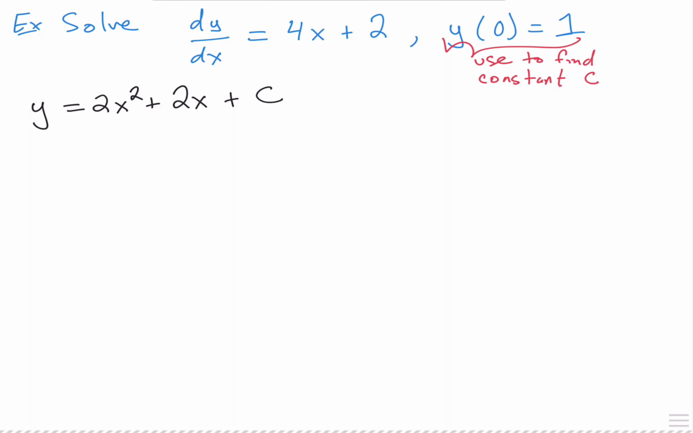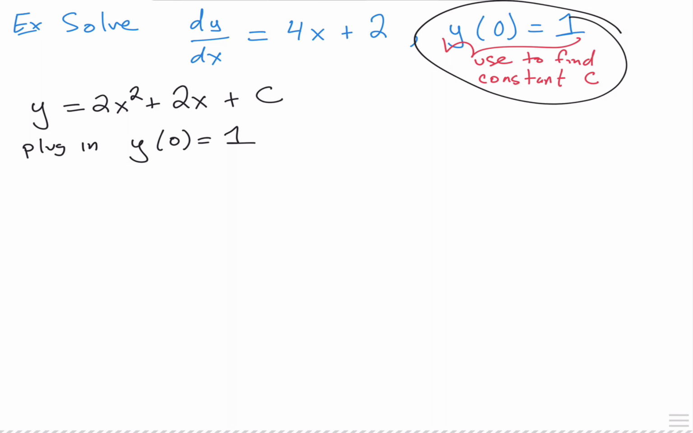Okay, so that's where we start. Do you guys agree that if you get the derivative of that function, the left side would equal the right side? Sure, right? Now, you can use this to find what the constant c is. So now let's plug in y of 0 equals 1. You plug in 0 for x, and 1 for y, and that allows you to solve for c. So I'm going to have 1 is 2 times 0 squared plus 2 times 0 plus c. So what is c equal to? 1.